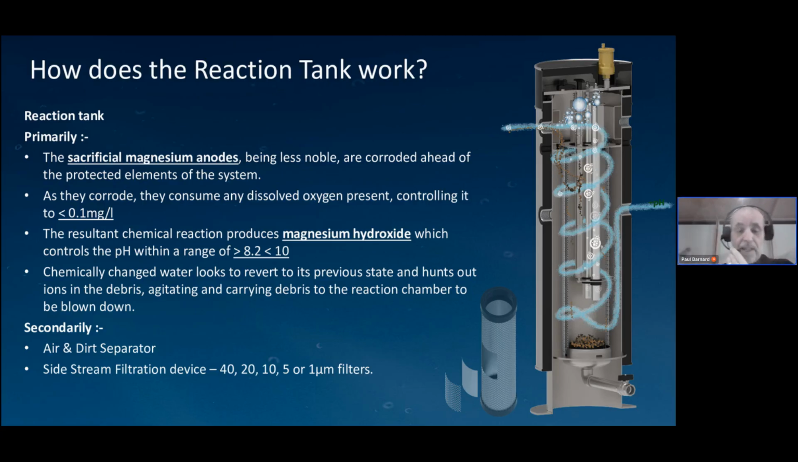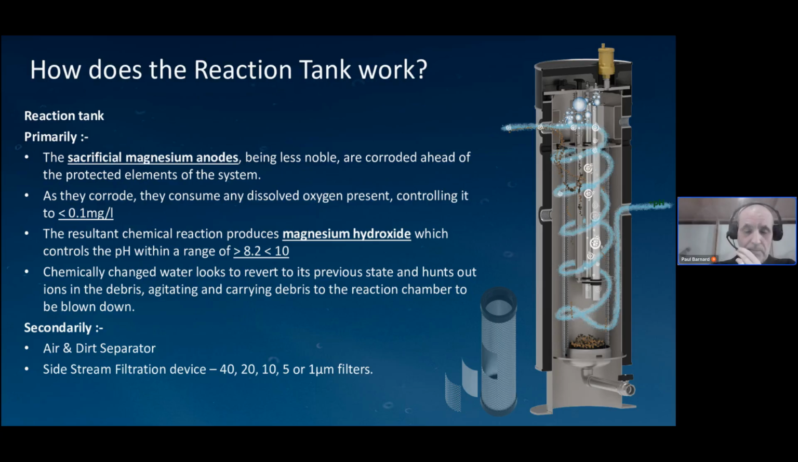The second piece of kit that will sit on the network to deliver this solution is what we call the reaction tank. It looks a little bit like an air separator and is sized around the system volume of the heat network. Central to this are sacrificial magnesium anodes. Magnesium is your least noble metal, which means it will corrode and give itself up ahead of any other host metals within the network. Its primary functionality is to scavenge and control any dissolved oxygen that's in the makeup water and control that down to very low levels.